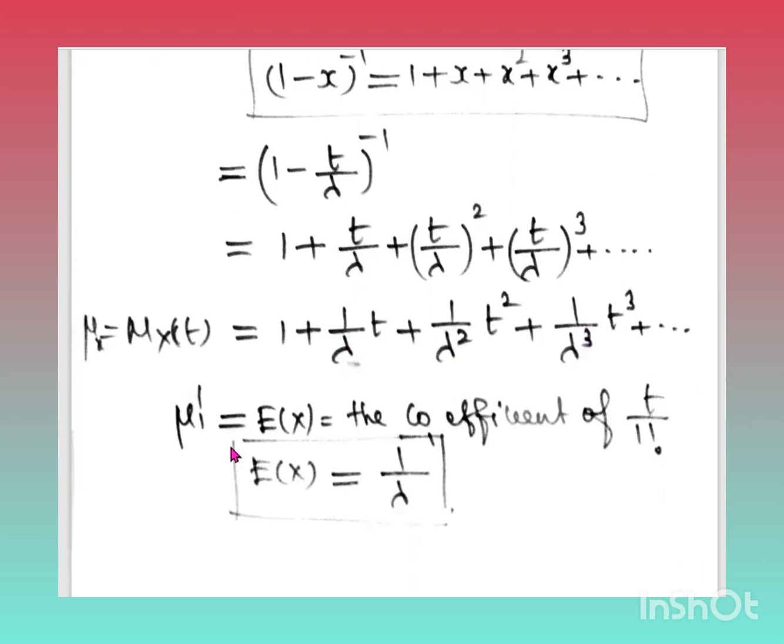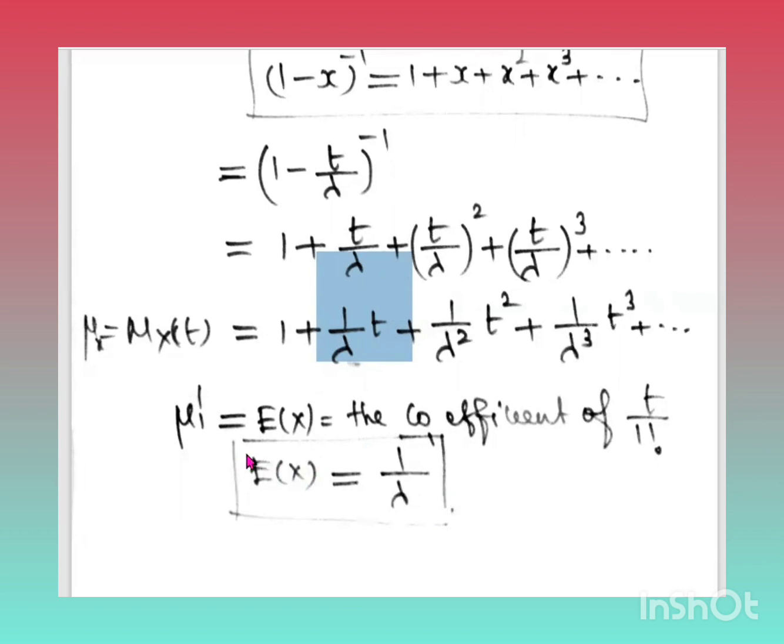So mu 1 dash, which is equal to E of x, the expectation of x, which is the mean, is equal to the coefficient of t divided by 1 factorial. What is the coefficient of t divided by 1 factorial? It is 1 by lambda. That is the coefficient, so that is the mean. So E of x is equal to 1 by lambda.